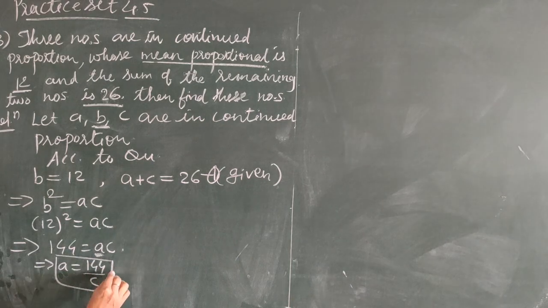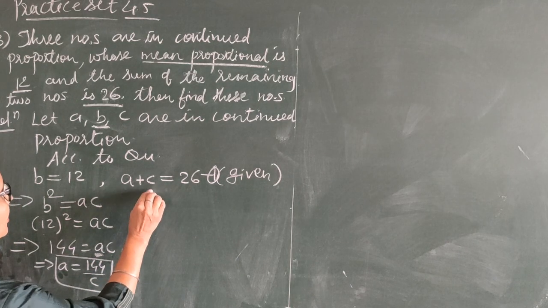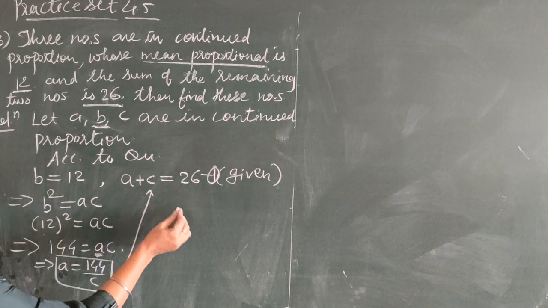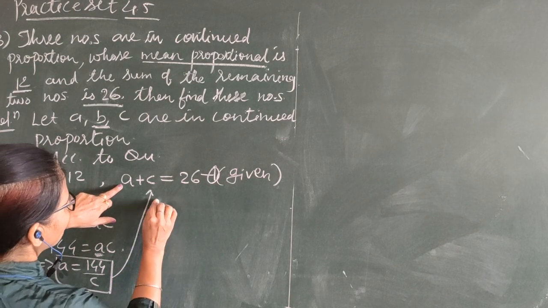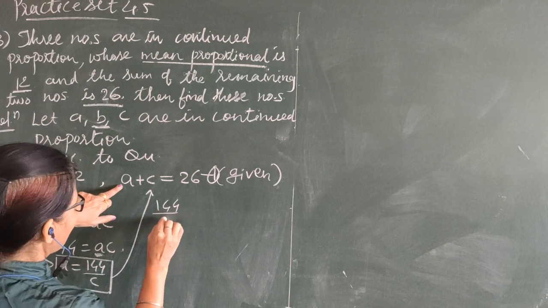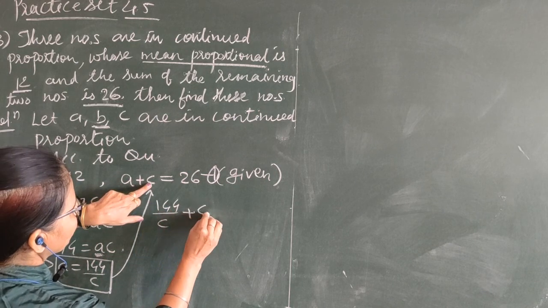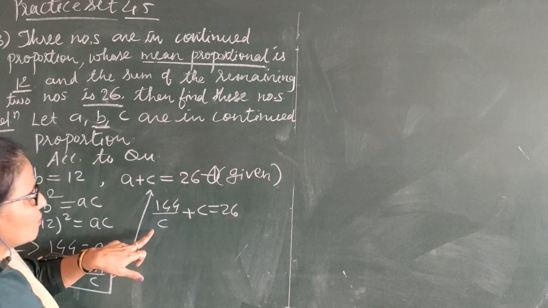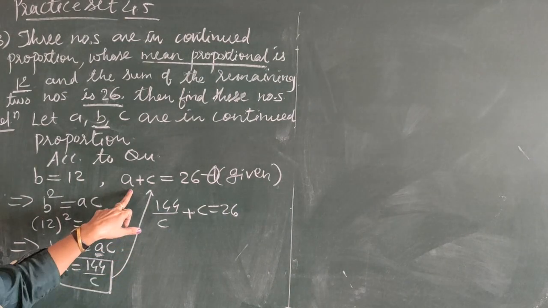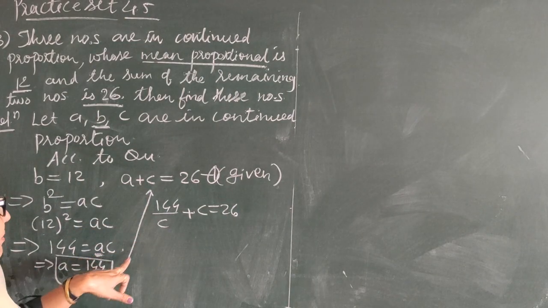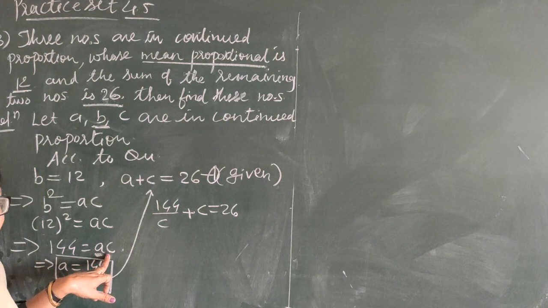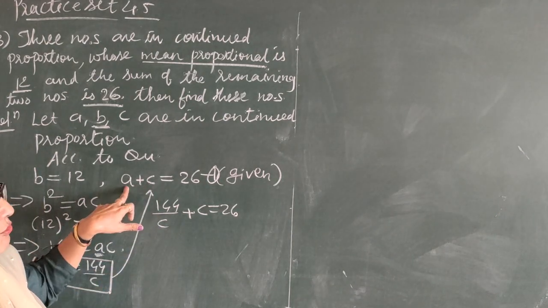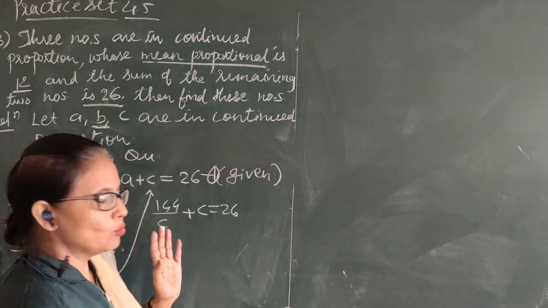So what I am doing? I am putting the value of A in this equation 1. Here A is equal to 144 by C, and this C is already there, is equal to 26. Why do we put the value of A here? Because by putting the value of A, we are getting the value of C. If we find the value of C, then you will put it here and get the value of A. In any way you can do.